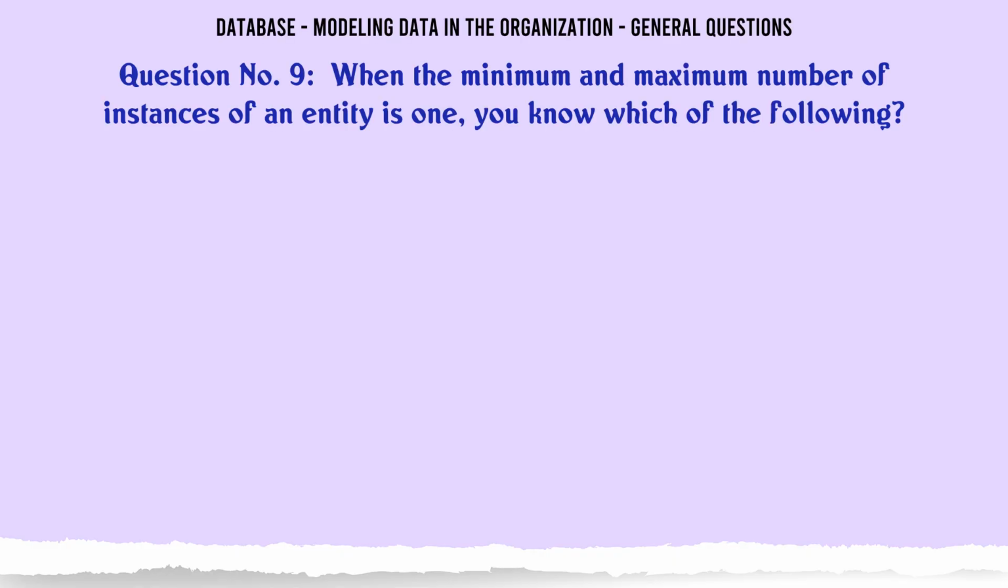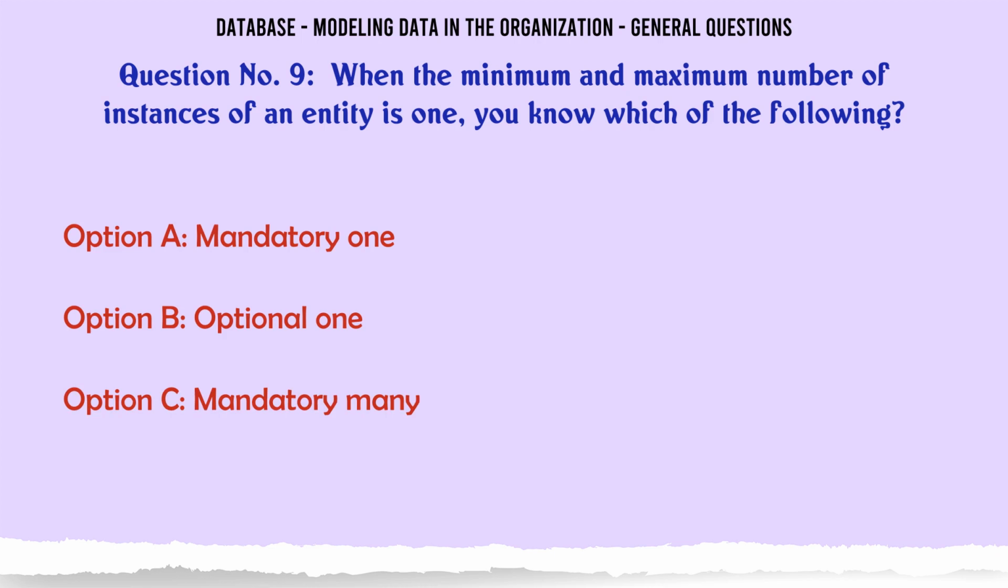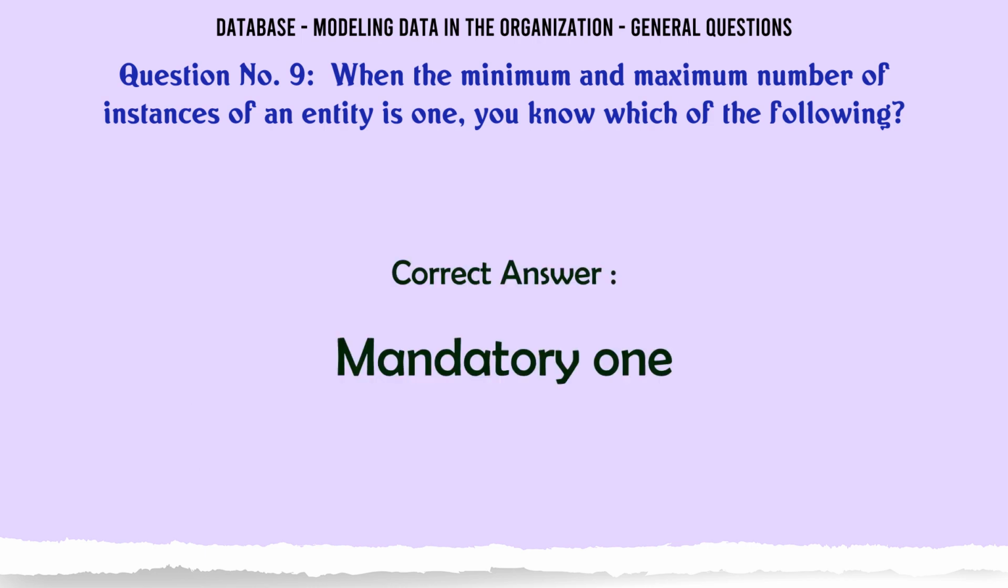When the minimum and maximum number of instances of an entity is 1, you know which of the following? A. Mandatory one. B. Optional one. C. Mandatory many. D. Cannot tell. The correct answer is mandatory one.